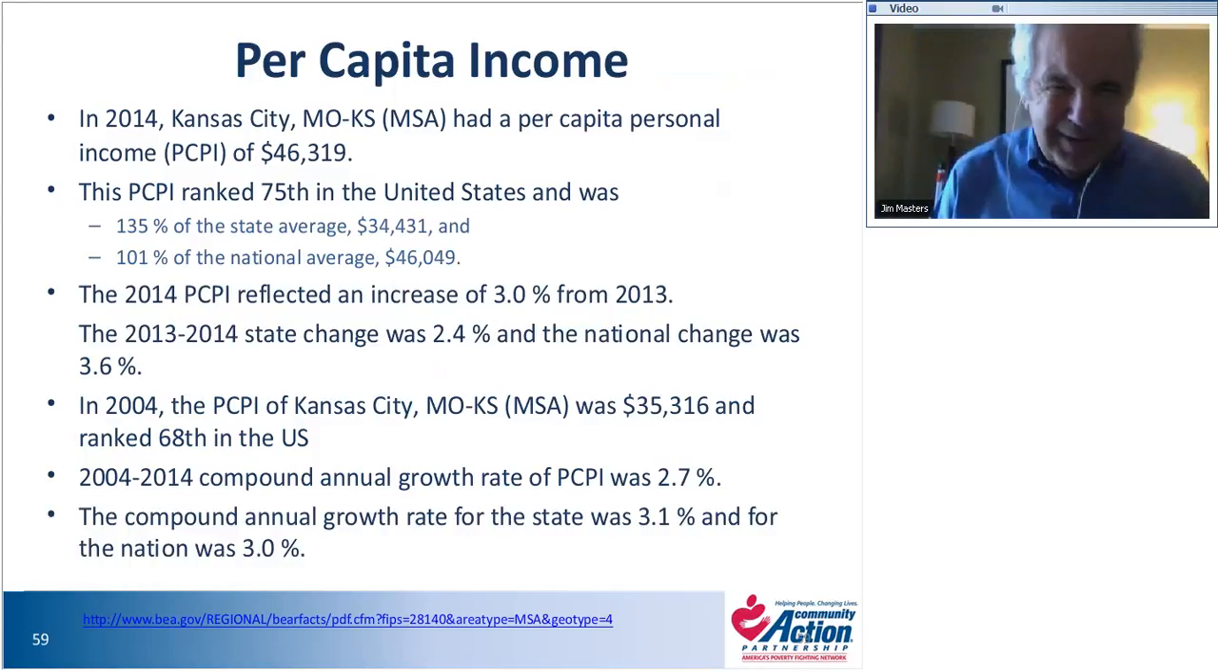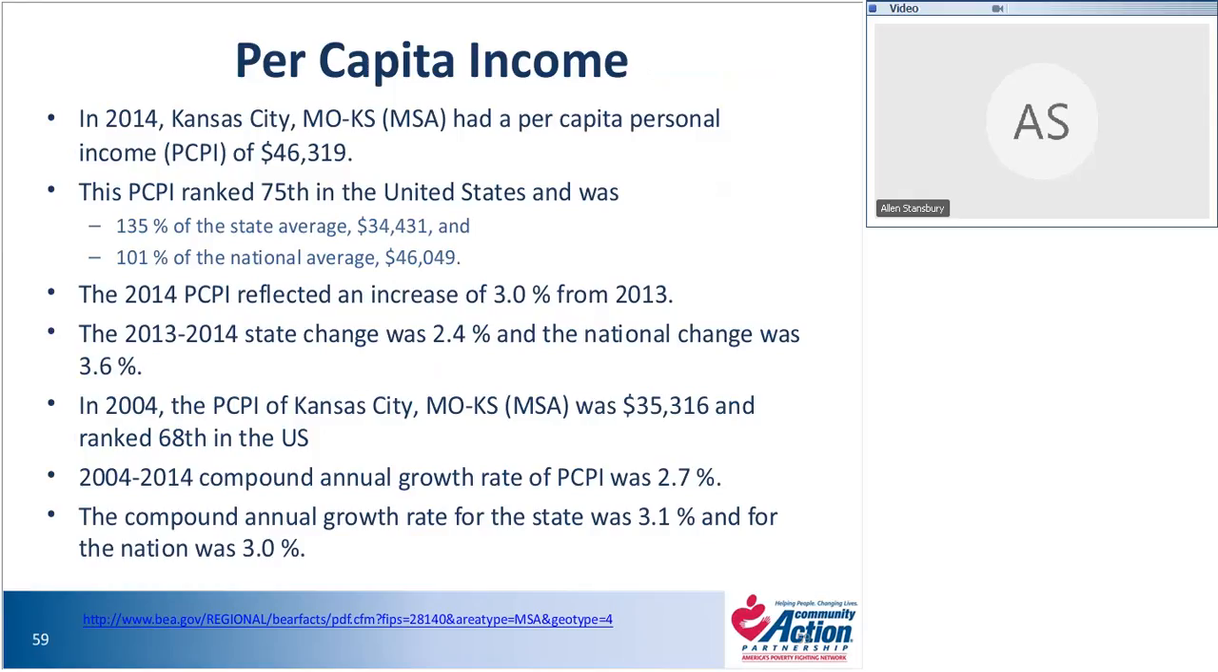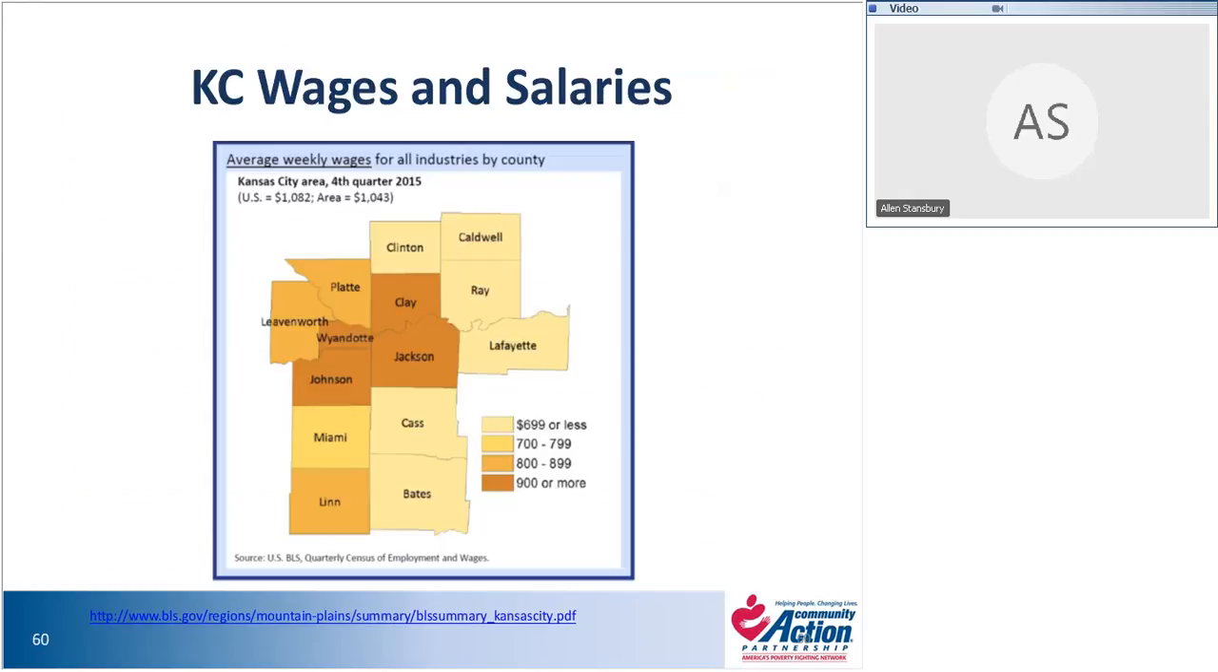Okay. Here we're showing the per capita income for the area. It seems that Kansas is ranked about 75th in the U.S. And some other statistical data there. This shows you the average weekly wages, all industry by county. Here we are with Wyandotte County, fairly high compared to the rest. It's about comparable to Johnson County.